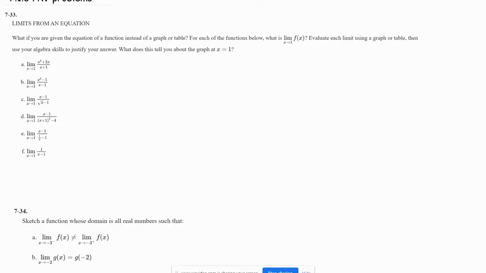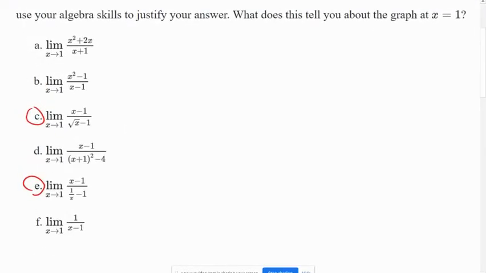Okay, on problem number 33, we're going to do problems C and E. To evaluate this limit, what we want to do is multiply by the conjugate of the denominator so that we can get rid of the radical. And so if we multiply by root x plus 1 on the top and the bottom, we'll have the limit as x approaches 1 of x minus 1 times root x plus 1, and I'm just going to leave that. I'm not going to expand that out.